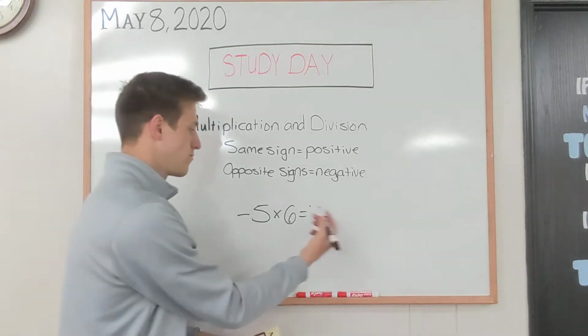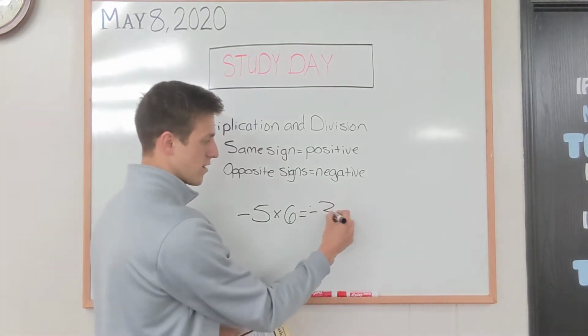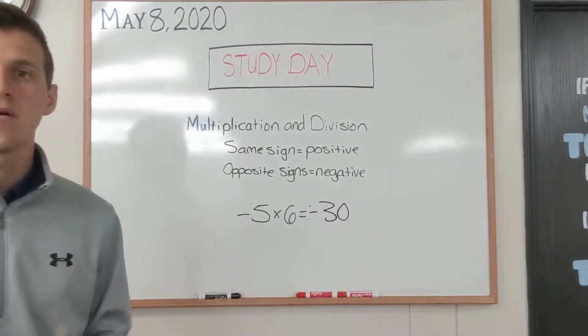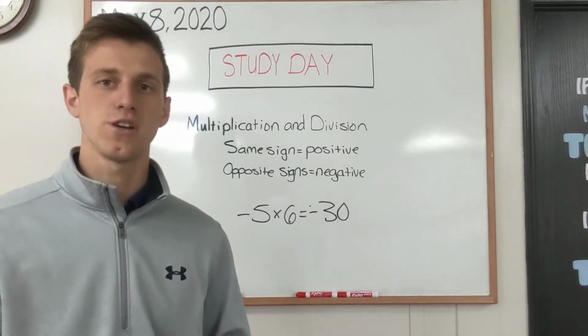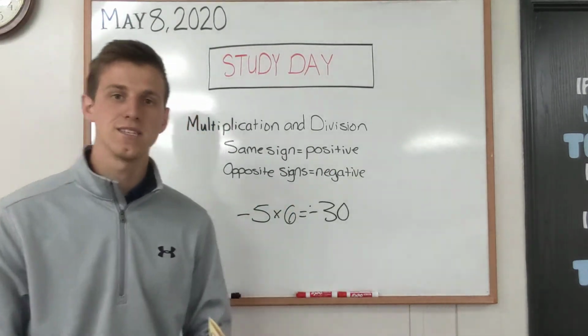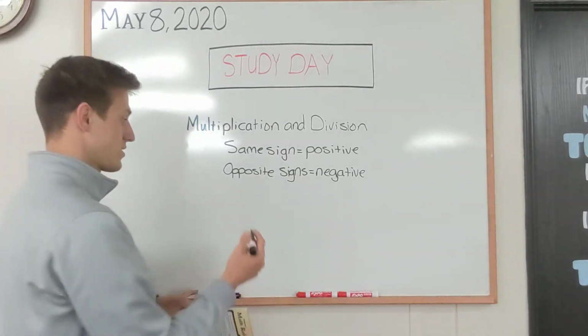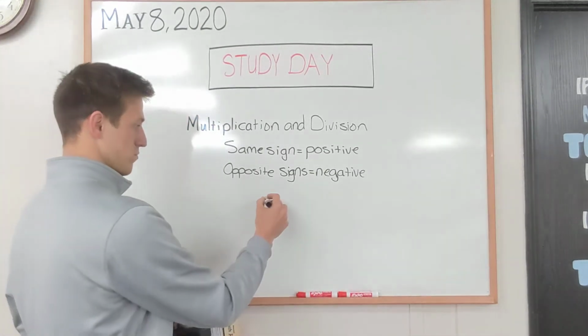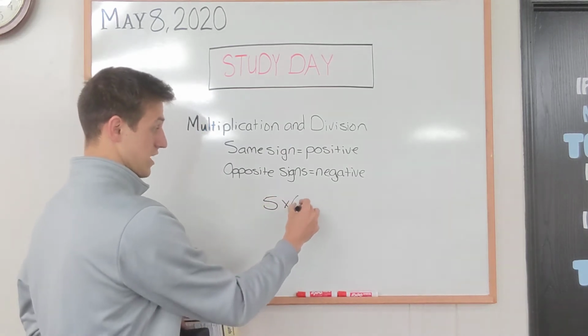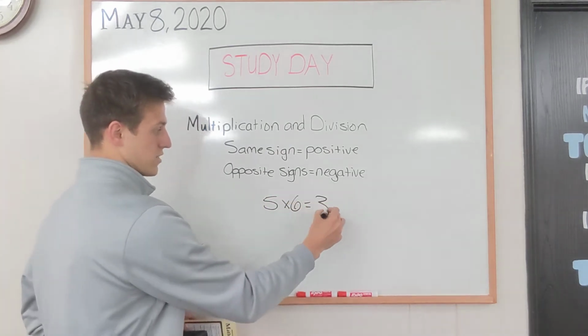If we have negative 5 times 6, our answer is going to be negative 30. When we're working with multiplication and division, if they're opposite signs, it's going to be negative. All right? If they're the same signs, they're going to be positive. So if you have 5 times 6, you're going to have positive 30.